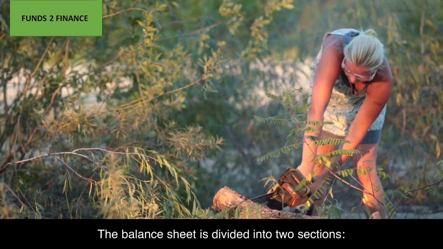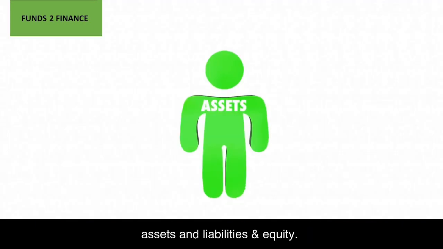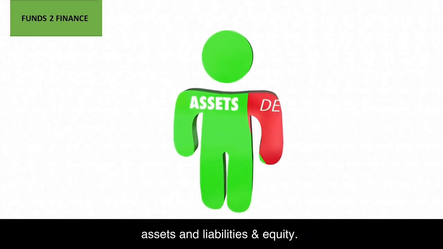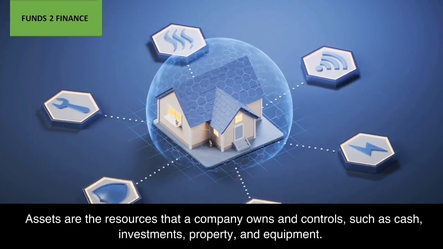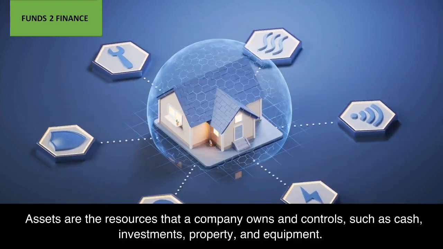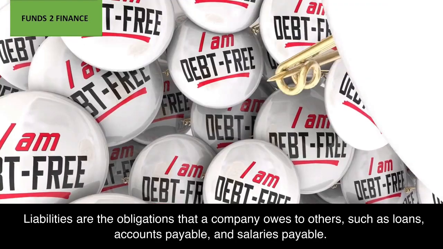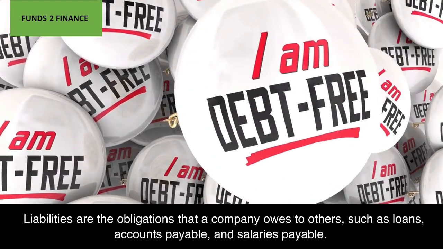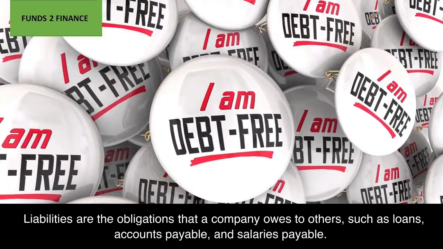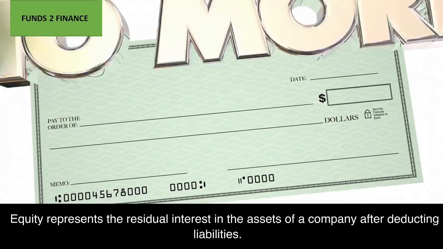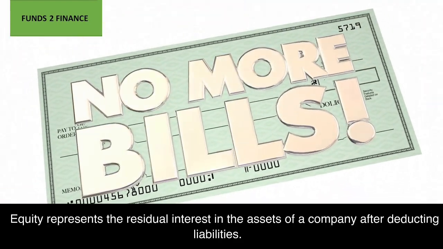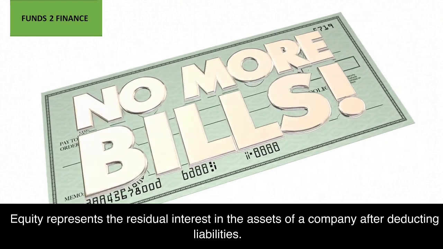Key elements of a balance sheet. The balance sheet is divided into two sections: assets, and liabilities and equity. Assets are the resources that a company owns and controls, such as cash, investments, property, and equipment. Liabilities are the obligations that a company owes to others, such as loans, accounts payable, and salaries payable. Equity represents the residual interest in the assets of a company after deducting liabilities.